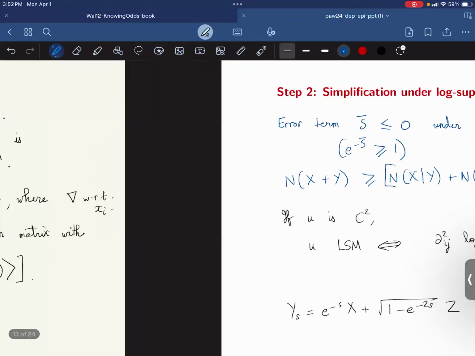We presented a new entropy power inequality for arbitrary dependent random variables, but that has a complicated error term. But when the joint density is log supermodular, this error term goes away, and one gets this nice statement relating the entropy power of the sum to the conditional entropy powers of the summands. And in particular, we can recover the original entropy power inequality.